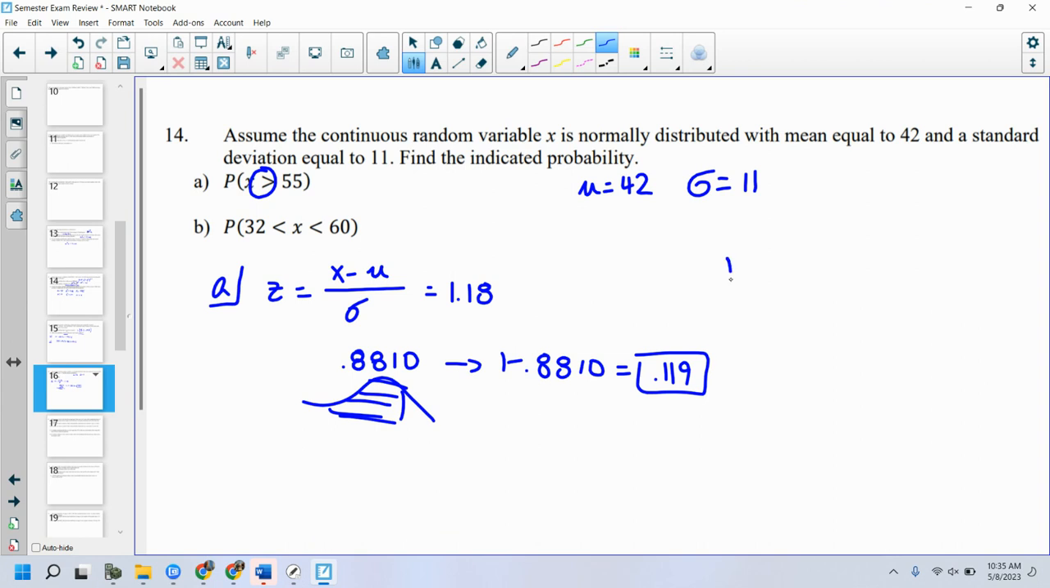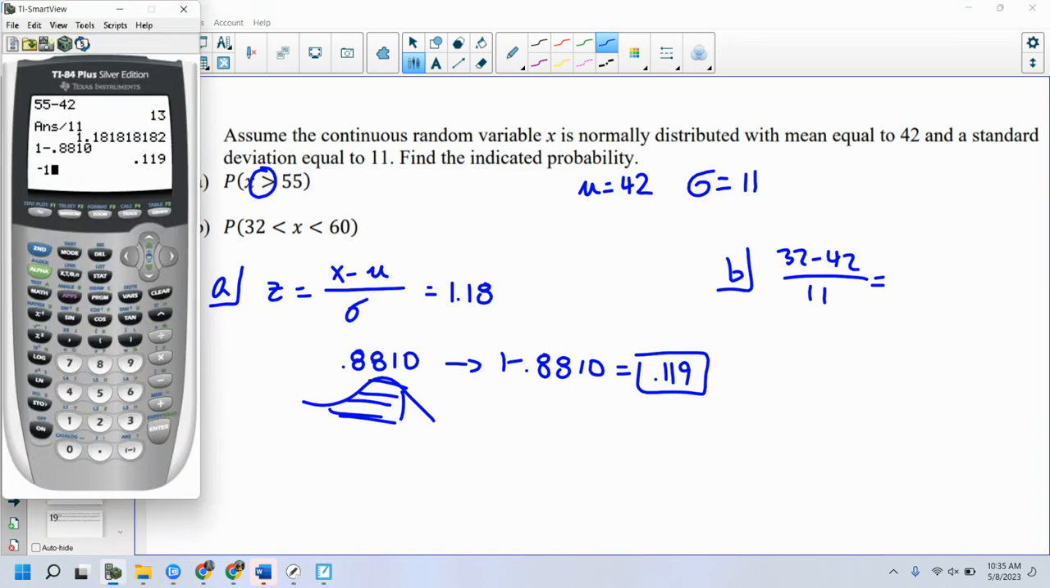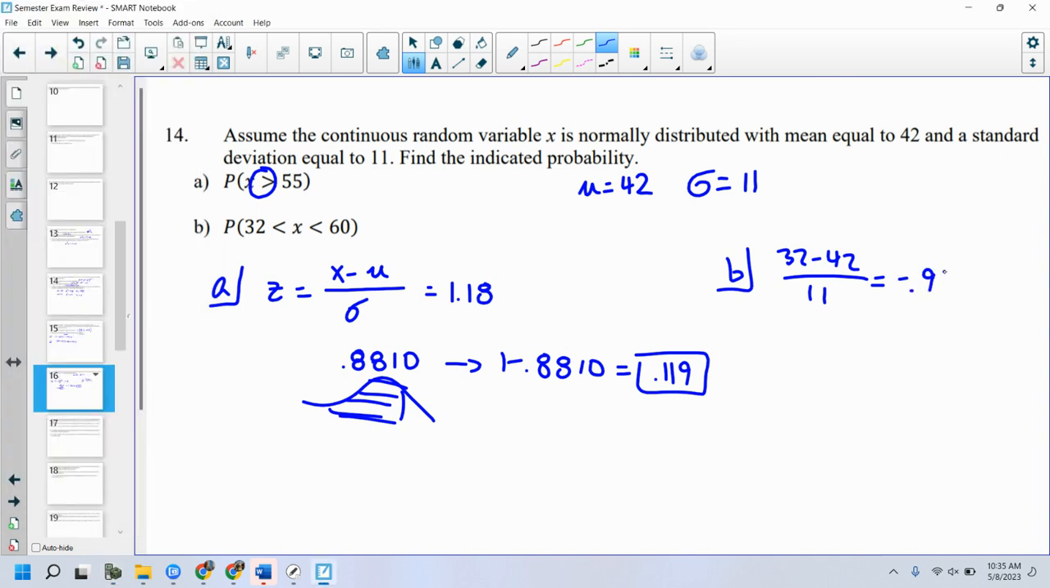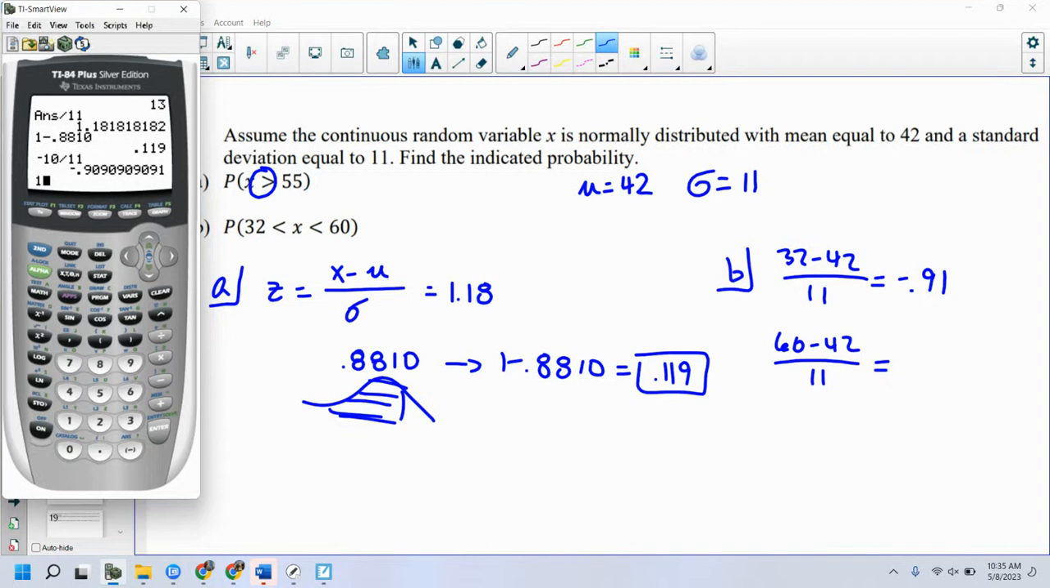All right, and let's do part B. I've got to find the z-score for both of them. So that's 32 minus 42 over 11, so negative 10 over 11. Negative 10 elevenths is negative 0.91. And then we take 60 minus 42 over 11. So 18 divided by 11 gives us 1.64.